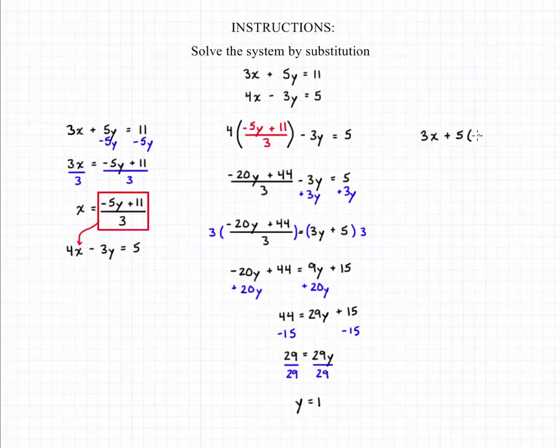Once we know that, we can plug that value back into one of our previous equations and solve for x. So 3x plus 5 times 1 equals 11. That means 3x plus 5 has to equal 11. And we can subtract 5 from both sides of the equation, leaving us with 3x is equal to 6. And when we divide both sides of the equation by 3, we will have the other final answer, which is that x is equal to 2.